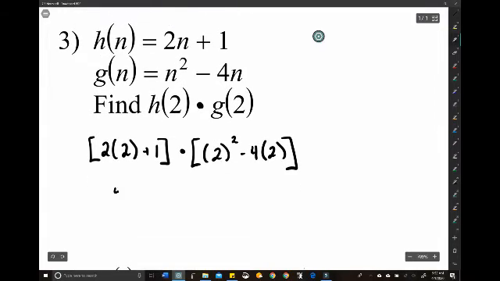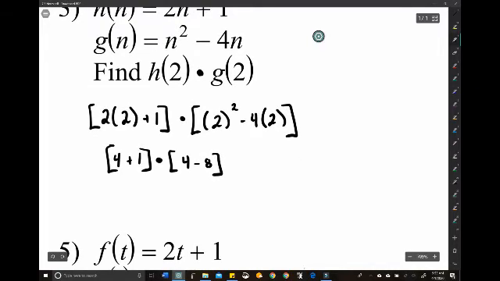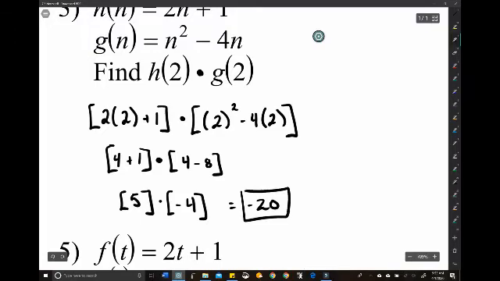2 times 2 is 4 plus 1 times 4 minus 8. What we're looking at then is 5 times -4, or -20. Boom, boom, boom, boom. Alrighty.